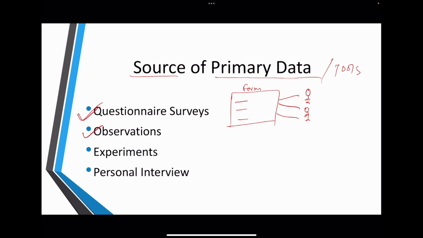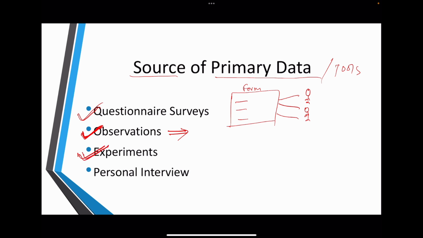Observation. Let's say we are assessing how students' non-verbal behaviors during group discussions indicate their level of engagement. Then we can observe their behavior and also record how many times they are using non-verbal communication. This is also a source of primary data collection.